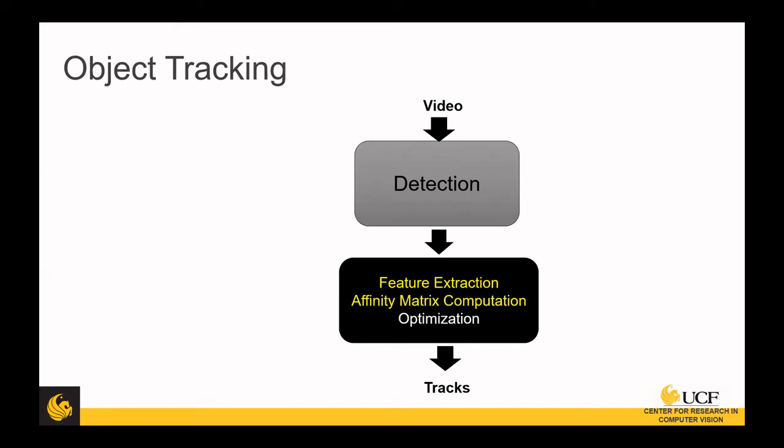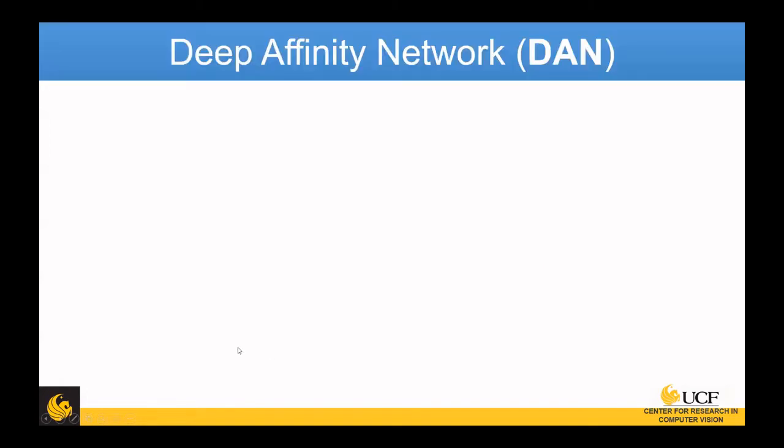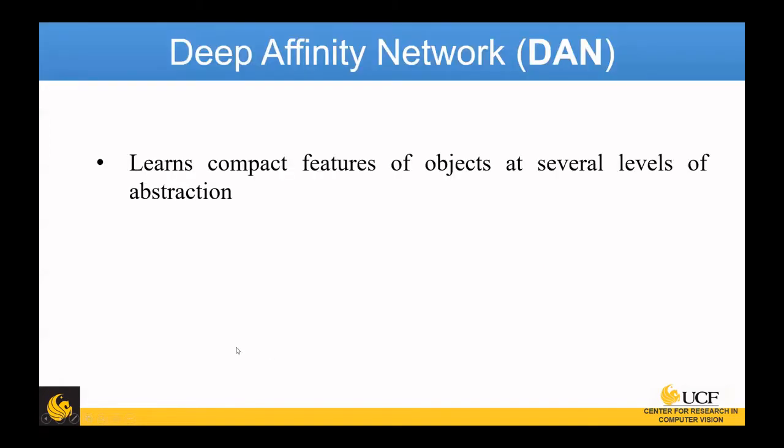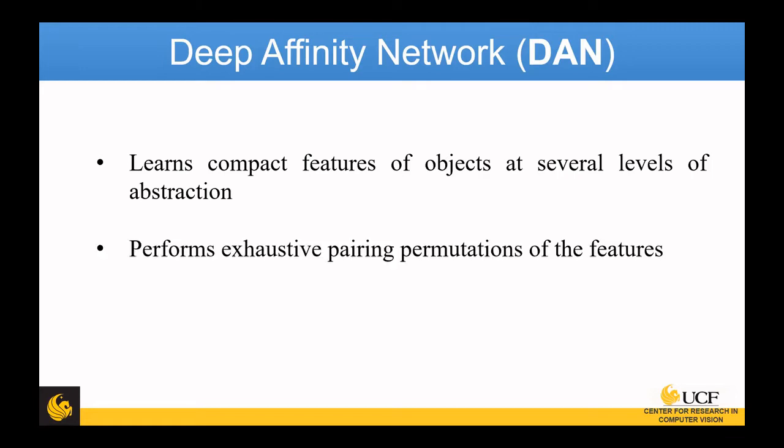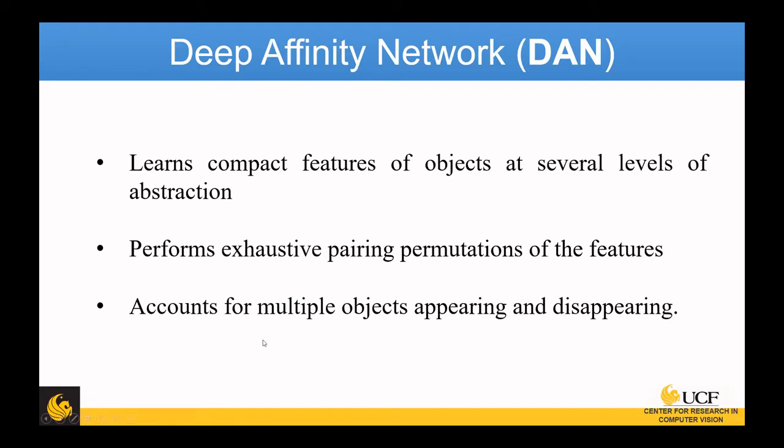Now what we used to do all the time is have a separate step for feature extraction, a separate step for affinity matrix computation, and then we do the optimization. Now with deep learning, we can actually learn the compact features of objects and, at the same time, the affinity matrix. So we have this network called the deep affinity network, that will learn the compact features of objects, and it will perform the exhaustive pairing or permutation and will account for multiple objects appearing and disappearing.